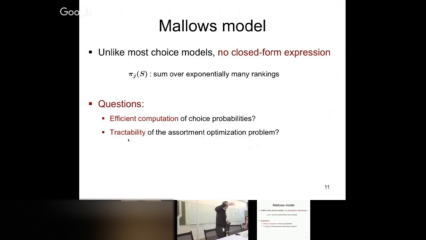In particular, even before we go to assortment optimization, we want to look at the choice probability question. If I give you a subset, what is the probability that you will select an option J? Even simulation, for instance, is not really straightforward.